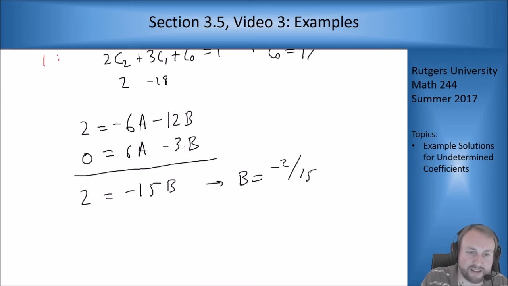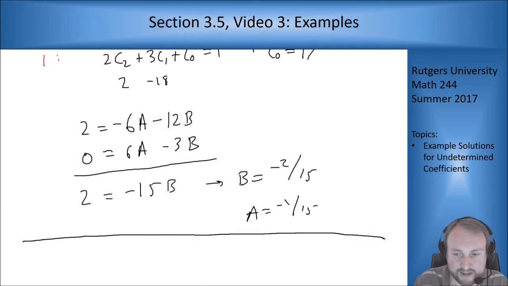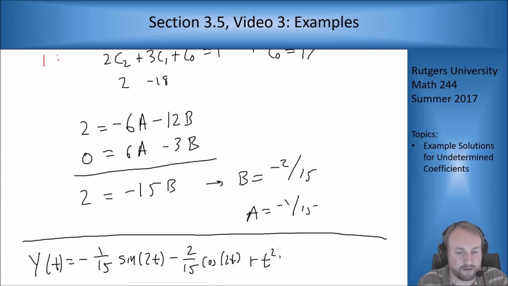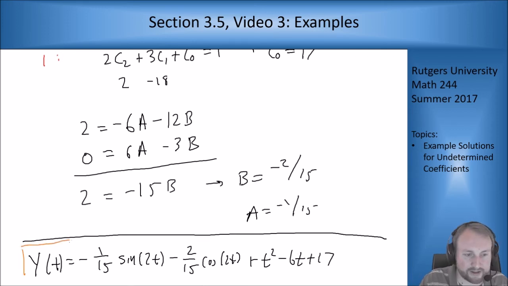And if I plug into the second equation, this then tells me that a must equal negative 1/15. So then my full solution, when I write it all out, putting all the constants in, tells me that my particular solution y of t should be negative 1/15 sine of 2t minus 2/15 cosine of 2t plus t squared minus 6t plus 17.